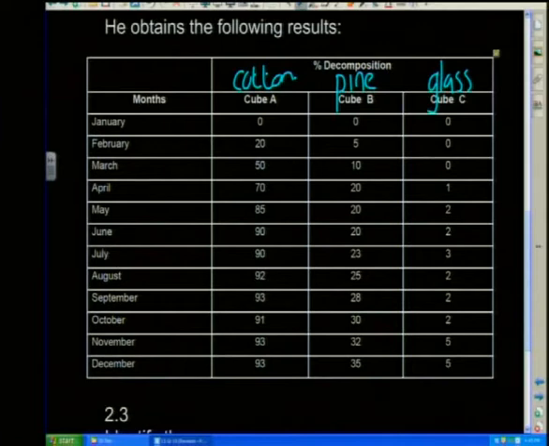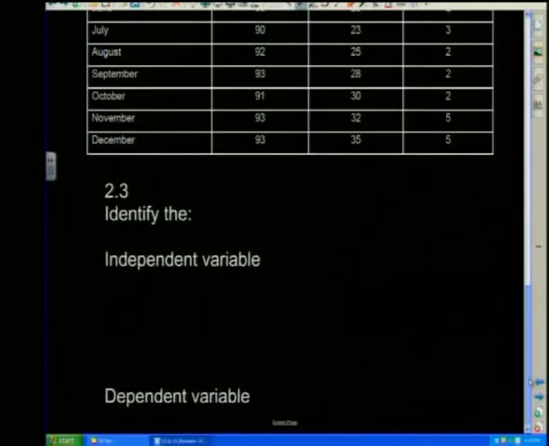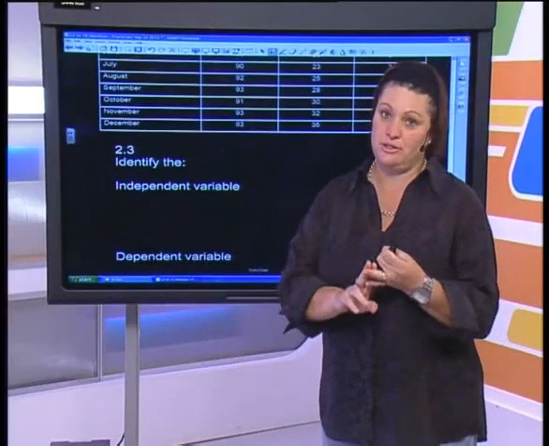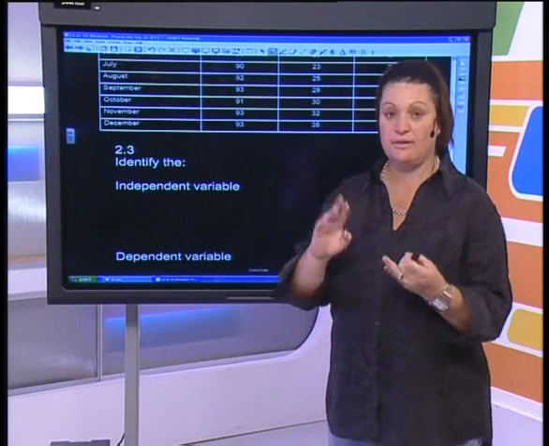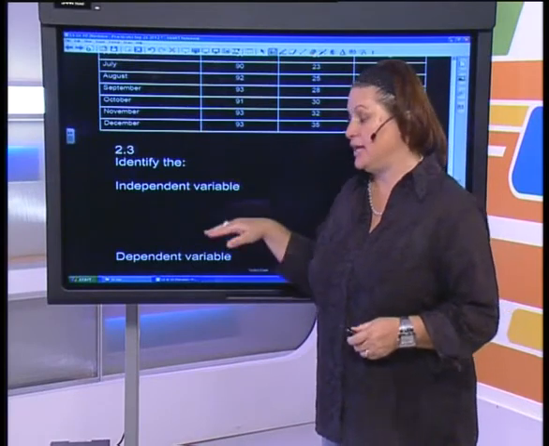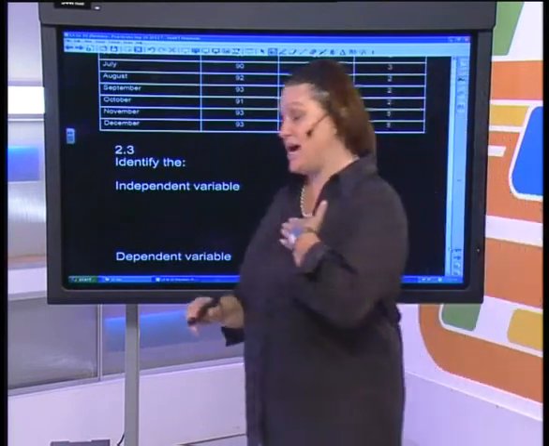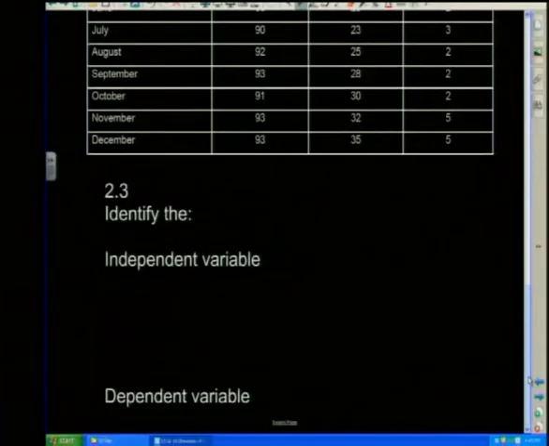Okay, so if we were to look at the question, here we go. As I said to you before, what are the 2 things you need to be able to identify? The independent and the dependent variable. Independent, I. What did you choose to use? What is your independent variable?